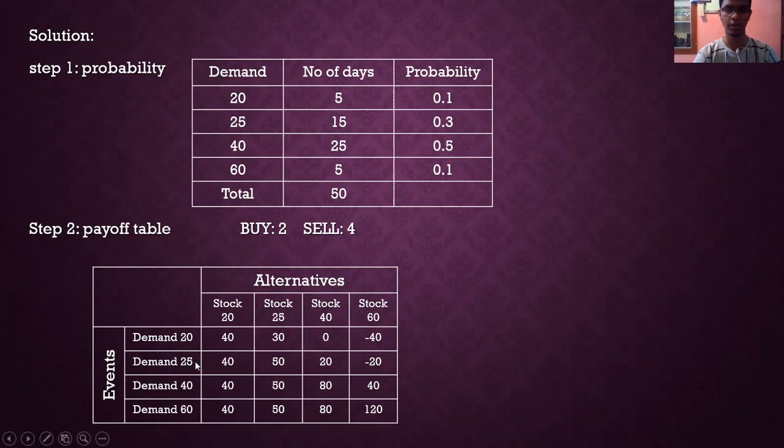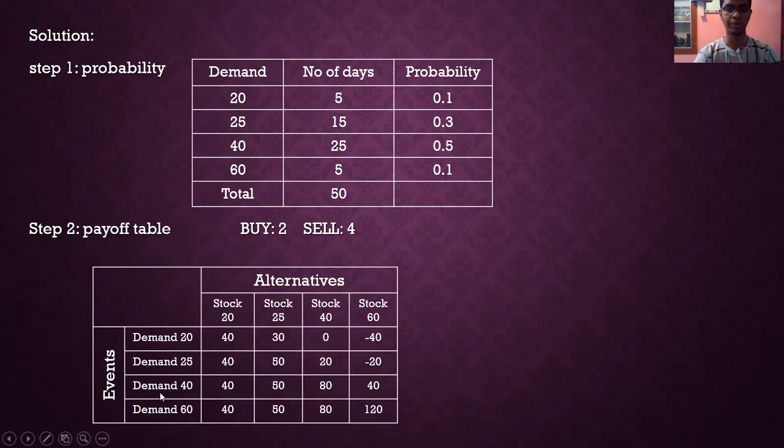So now 25 is deducted and the remaining is 35. So the 35 is the loss for us. For each unit it is 2, right? So 35 into 2, the remaining will be deducted from our profit and we will incur a loss of minus 20. In the earlier case, we had less demand, so we incurred a loss of minus 40. But here the demand was increased by 5, right? So the loss also decreased, to minus 20.